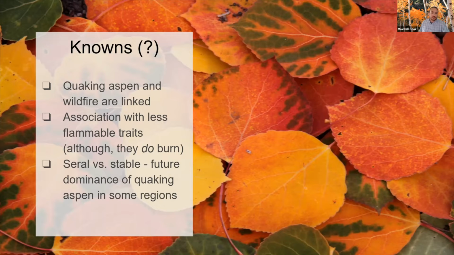So we also know that there's this difference between seral and stable aspen stands. So seral stands are successional and they tend to be transitory, whereas stable aspen forests tend to stick around for a long time. What we're seeing in recent events is that we may have a future dominance of quaking aspen in some areas due to short interval compound disturbances. So things like drought and insect disease interacting to sort of decrease the regeneration of conifer and increase the likelihood of aspen presence.